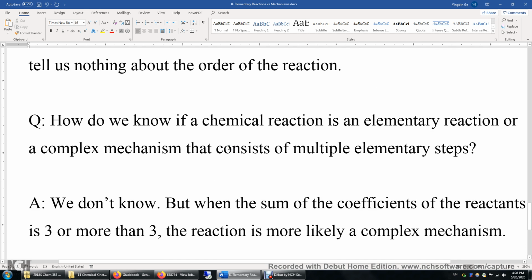The answer is simple. We don't know. We just do not know. We have to do quantum mechanical calculations to confirm, to make conjectures. But here's something we do know. If you have a chemical reaction, you look at the coefficients in front of the reactants. If the sum of the reactants' coefficients is 3 or more than 3, then this reaction is more likely a complex mechanism instead of an elementary reaction. Why is that? It's very rare to have termolecular reactions.